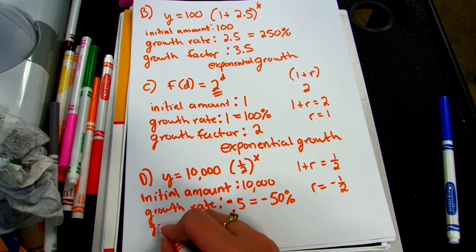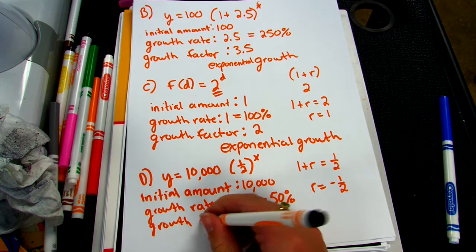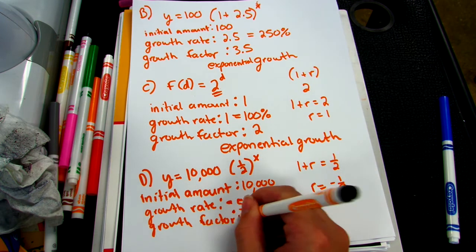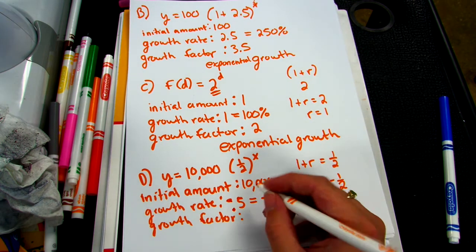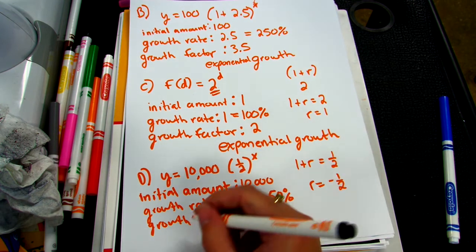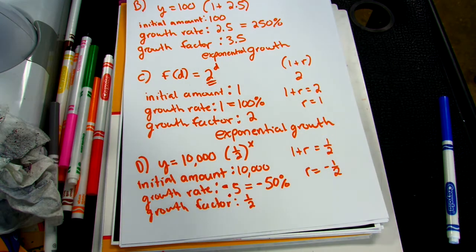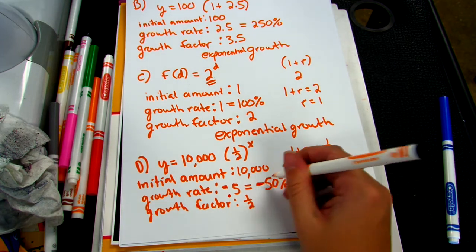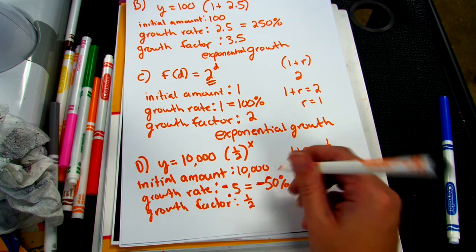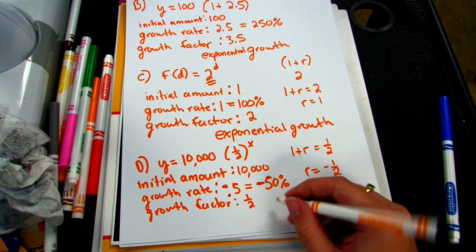So our growth factor, we already said, was 1/2. And then is it a decay or a growth? Well, since we're subtracting 50%, since our growth rate was negative, it's going to be a decay.